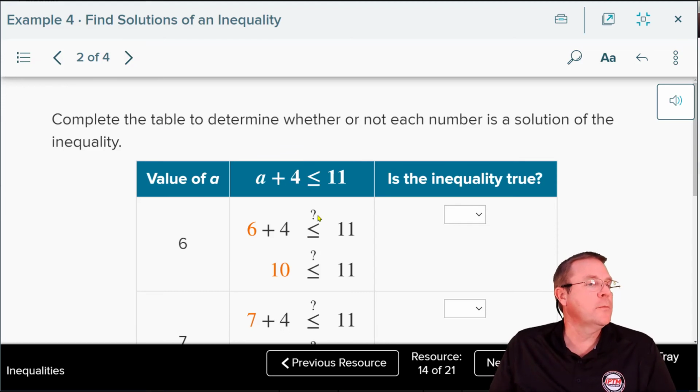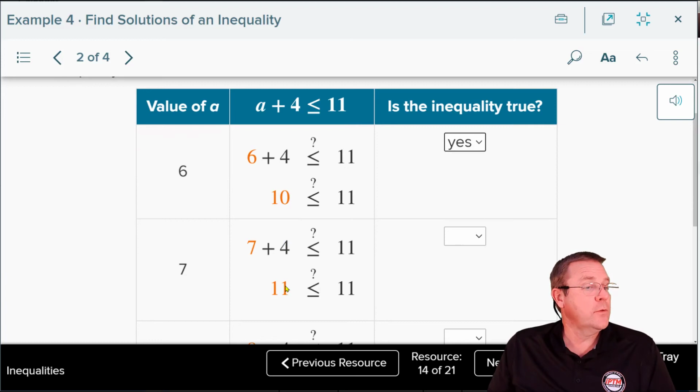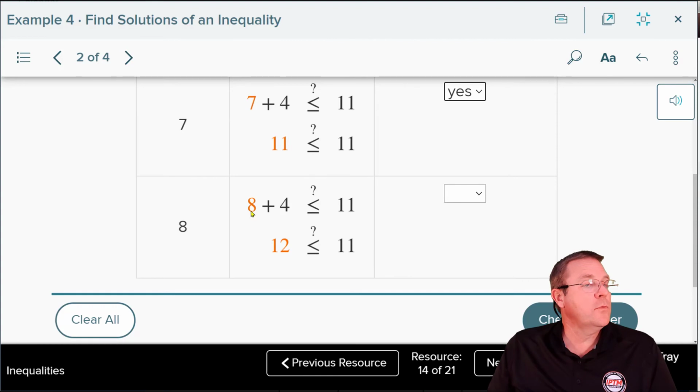All right, we're good here. So where they plugged 6 in for a, that gave you 10. 10 is less than or equal to 11, so that is going to be true. That is a true solution to the inequality. Well, how about the 7? 7 plus 4 is 11. 11 is equal to 11, so that is also going to be a true solution. And when 8 plugs in there, 8 plus 4 is 12. Is 12 a solution of the inequality? It is not, because 12 is greater than 11, so that's going to be no.